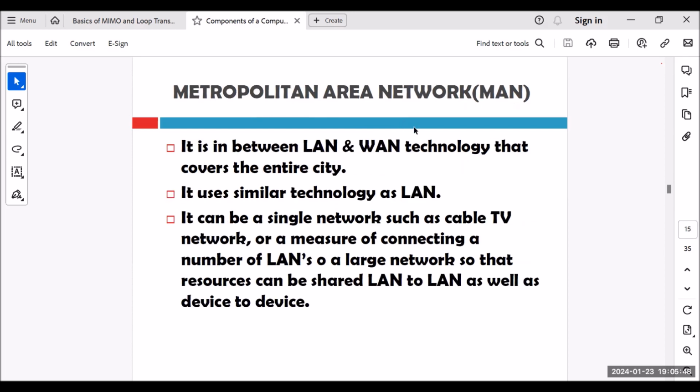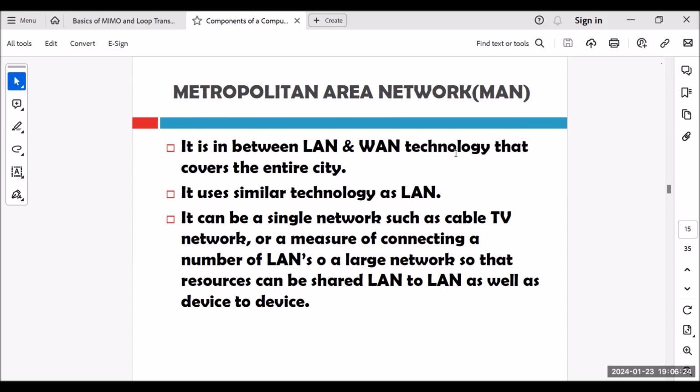Another terminology, again, I believe is new to most of you, that is the metropolitan area network. It is in between LAN and WAN technology and covers the entire city. It uses similar technology to LAN. It can be a single network such as a cable TV network, or a connection of a number of LANs, or a large network so that resources can be shared LAN to LAN as well as device to device. So you can say that MAN is in between LAN and WAN, and it covers sort of an entire area.